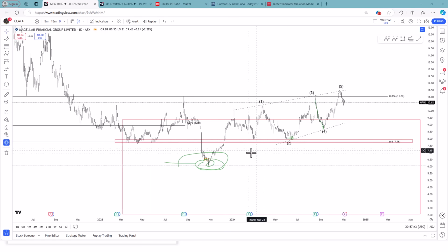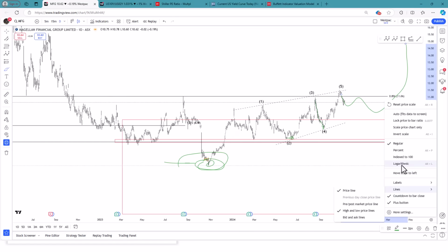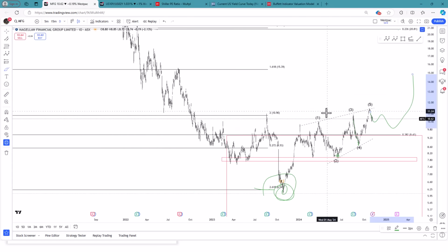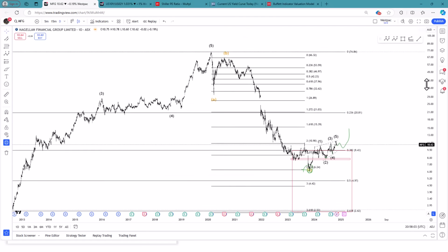MFG still looking really good here. To me, this is looking like a leading diagonal. So you've had your 1, 2, 3, 4, 5 contracting leading diagonal. So you may also get some kind of ABC before going as well. But overall, as you guys know, this was a major bottom back here when it came down to 2.618 off that ABC.